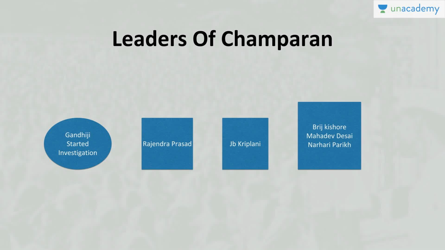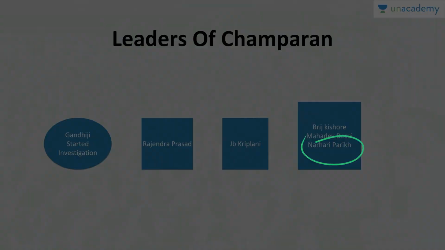The major people who appeared were Rajendra Prasad, everybody knows him, the President of independent India. Then you had JB Kripalani, Brij Kishore, Mahadev Desai, Narhari Parekh. All of these are big names. And Gandhiji himself, being a lawyer, investigated the issue. He read the documents and arrived at the exact cause of what was going on.